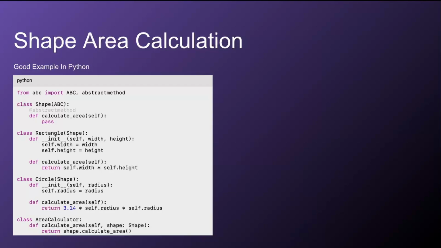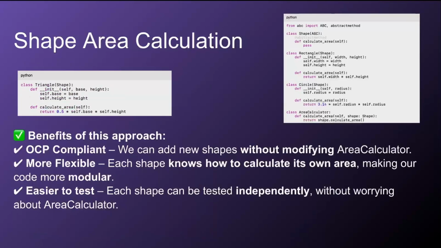So we can see that it's a better implementation. Why is it a better implementation? Let's see. First of all, it is OCP compliant. Why is it OCP compliant? Because we can add new shapes without modifying the area calculator.